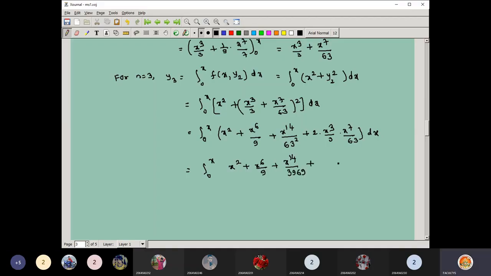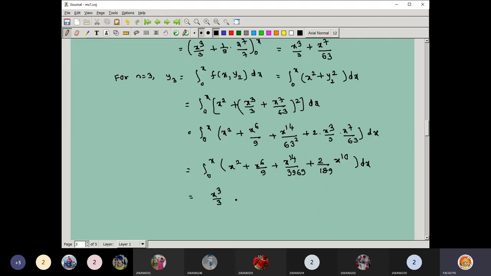3969 plus. So this becomes 3 into 63. I am using 3 into 63, so that value is 189. So 2 divided by 189, I am getting x to the power of 3, x to the power of 7 is x to the power of 10, of dx. Now you do the integration.